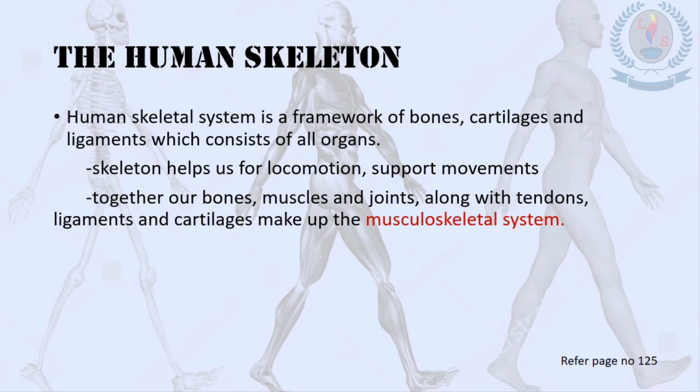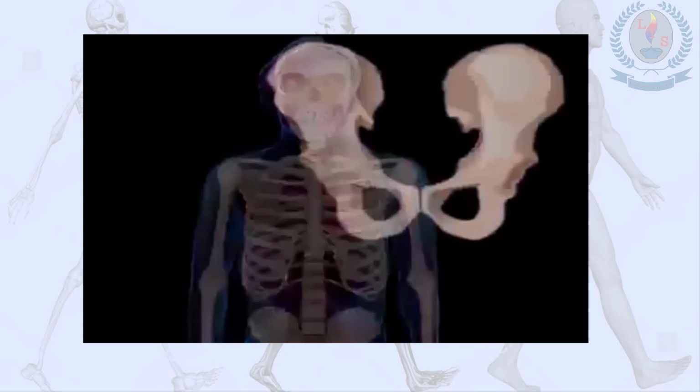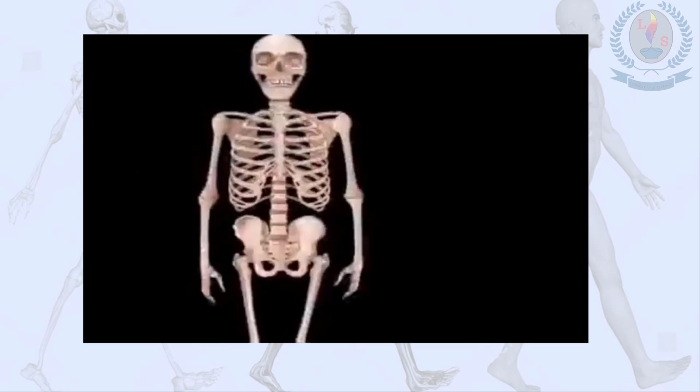Together our bones, muscles, joints along with the tendons, ligaments and cartilage make up the musculoskeletal system. What is that? Musculoskeletal. It's a combination of muscular part and the skeleton part. That means there's a skeleton and muscles both, bones and muscles. As vertebrates, human body is mainly supported by internal skeleton and the muscles, which have been controlled by the nerves. Right? Okay.